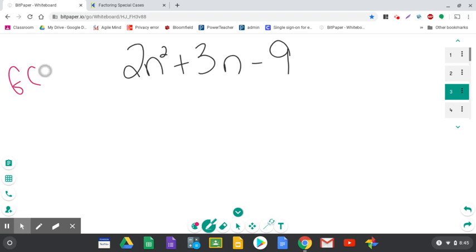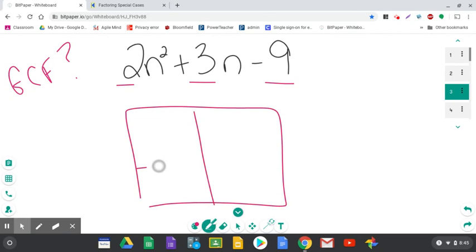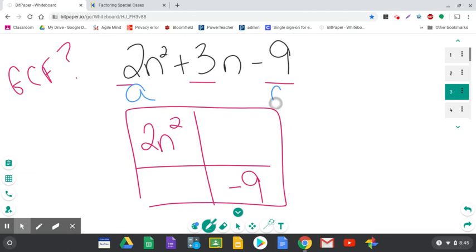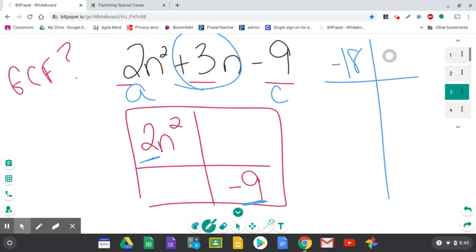So, is there a GCF? 2, 3, and -9. 2 doesn't go into 3 or 9, so the only thing they have in common is a 1. All right, so I need to do the AC method. So this is my first term. This is my last term. So those are my two pieces that I need to multiply because that's A and C, right? So what's 2 times -9? -18. So I need to find all the factors of -18 that add to +3.